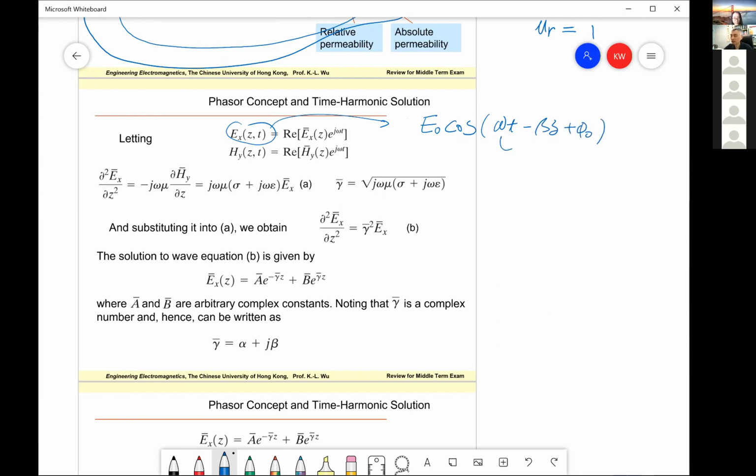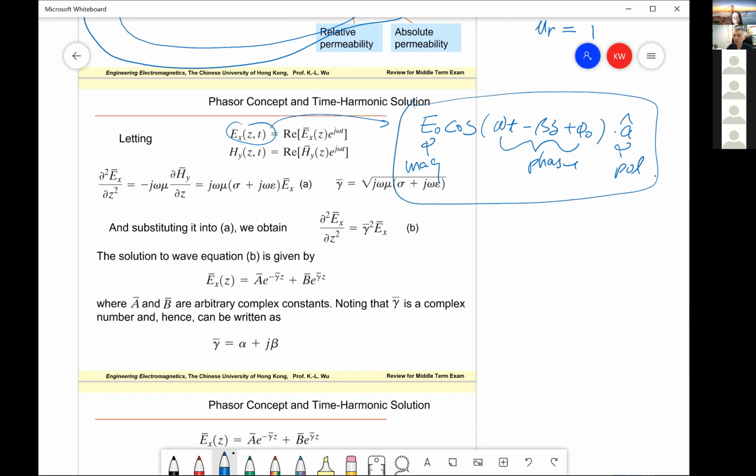Okay, this is second. This is phase, magnitude. And we have a polarization direction, right? Say polarization direction. But this is too much work, okay? Because this form itself can be written like this.